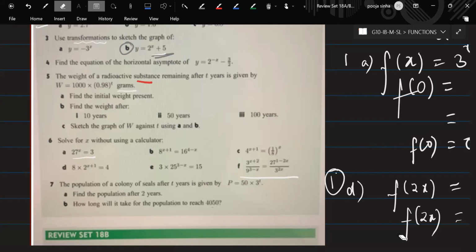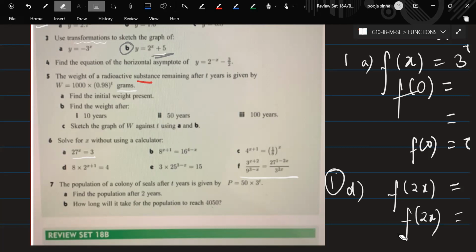Put this value on that. The asymptote here is minus 1.5. Just correct, you need to say the x value equals minus 1.5. y is equal to 2 raised to power minus x minus 3 upon 2, or you can write 3 upon 2 as minus 1.5. So write 2 raised to power minus x minus 1.5. Arsh, you're right. Yes, Miss.